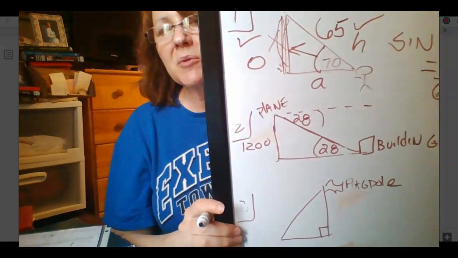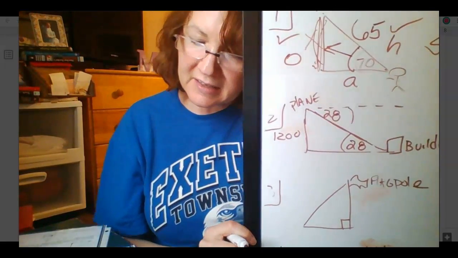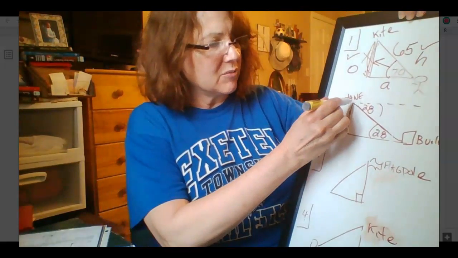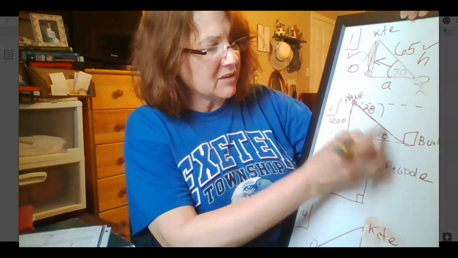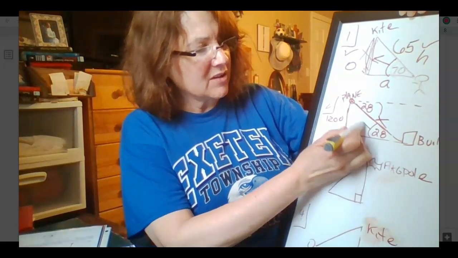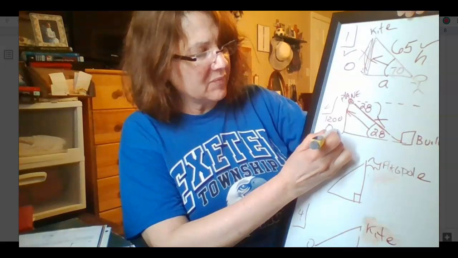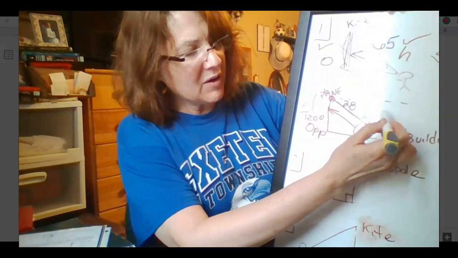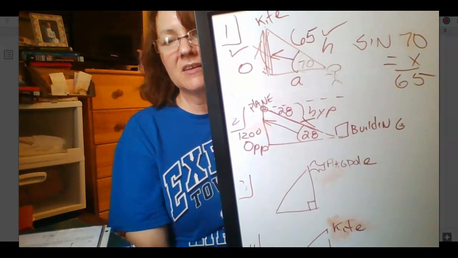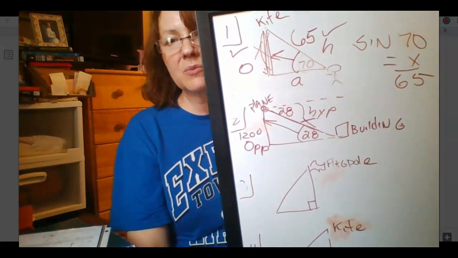Okay, so I'm going to put the 28 there, and it says, find the distance from the plane to the building. Well, wouldn't that be, here's the plane and here's the building, so it's right there. So it's the hypotenuse, right? So here's the opposite. Here's the hypotenuse. So again, it is going to be sine. So I am going to use sine for this as well.